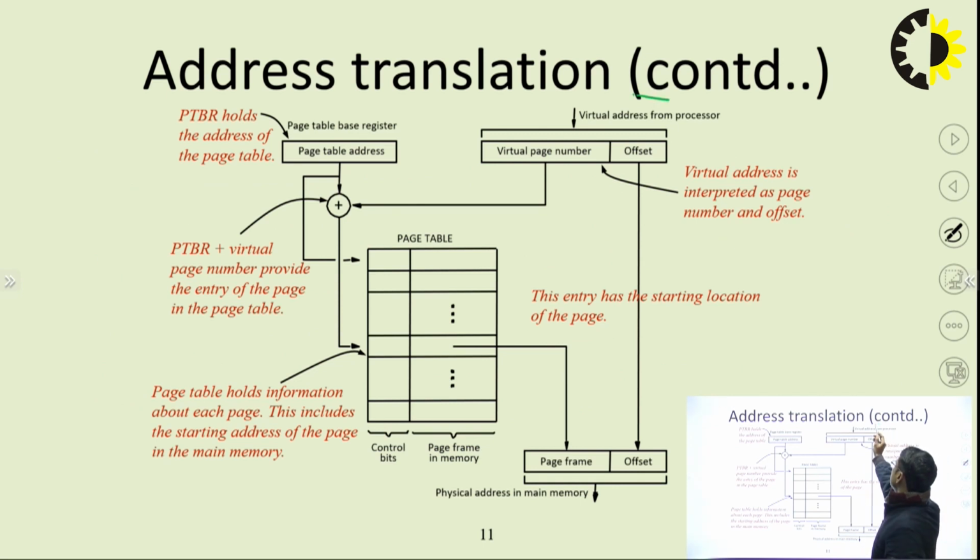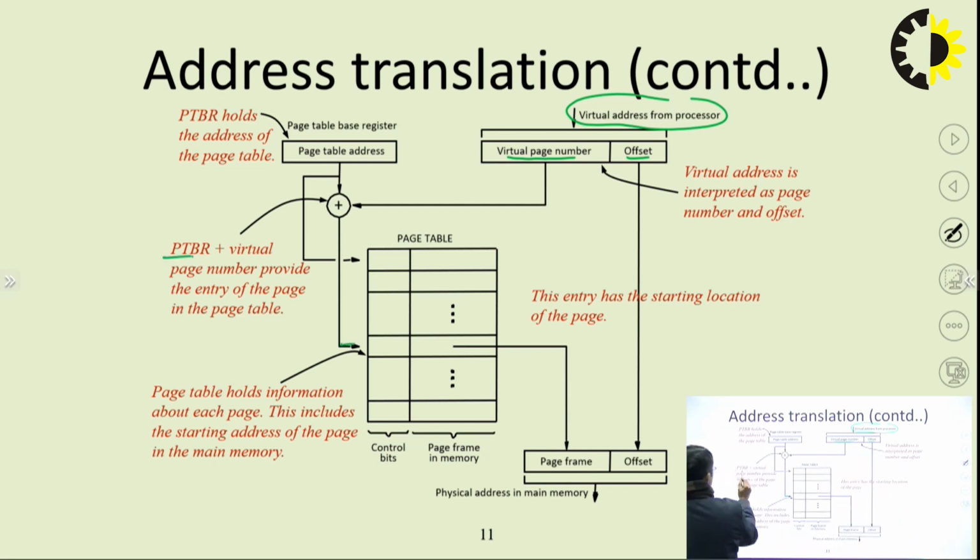The processor generates the virtual address, and we already know the virtual address is divided into two parts: the virtual page number and the offset. So, the virtual page number goes to a hardware module that adds the page table address, and that results in a location in the page table. So, PTBR plus virtual page number provides the entry of the page in the page table.